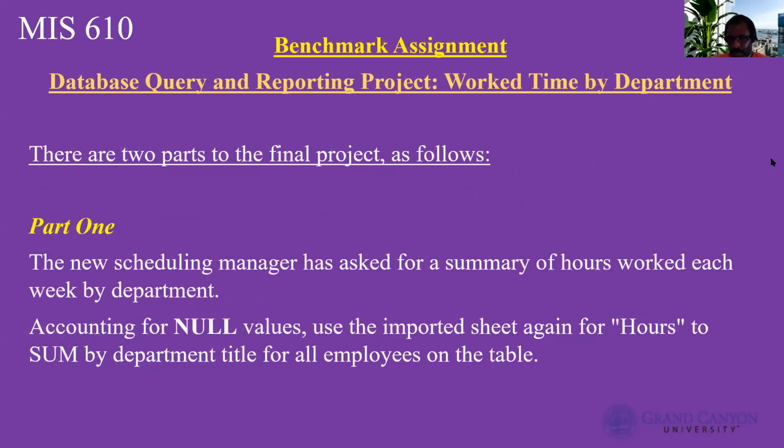So there are two parts to the project. Part one is the new scheduling manager has asked for a summary of hours worked each week by department, accounting for nulls as you did before, null values. Use the hours imported. Now remember, this is one key part of the whole process. You're importing or utilizing or building, whichever you need to do, the data based on this hours spreadsheet. And then sum by department title for all employees in the table.